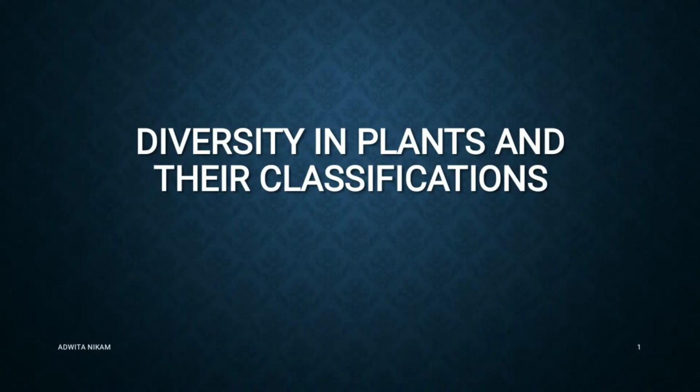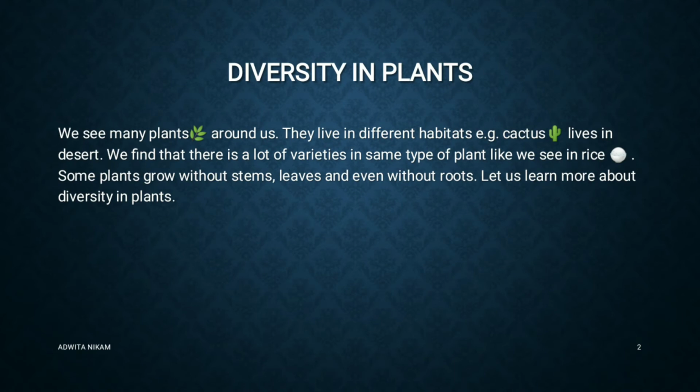I am Adwita Nikam and today we are going to learn diversity in plants and their classifications. Diversity in plants. Various types of plants are found in many places around us. They live in different habitats, like cactus lives in desert, and some plants grow underwater, and some are short, some are tall, and then some float in water.